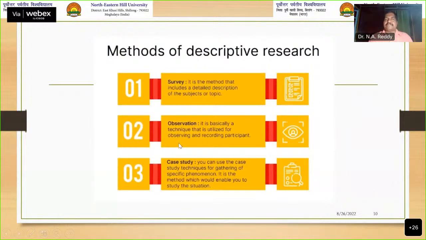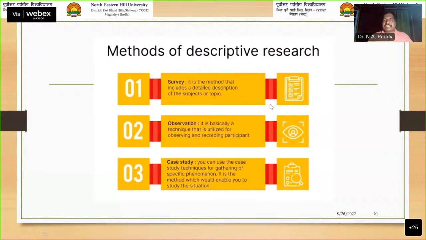Number two, observation. It is basically a technique that is utilized for observing and recording participants. Actually, the observation, participatory observation or one-way vision screen. In general, those in the cars can see the outsiders, pedestrians or those on the road, but those people outside the car are not able to see who is inside the car. This is a one-way vision screen, but according to the transport department, it is not good to use this type of screen. That's why they always suggest removing that type of screen paper.